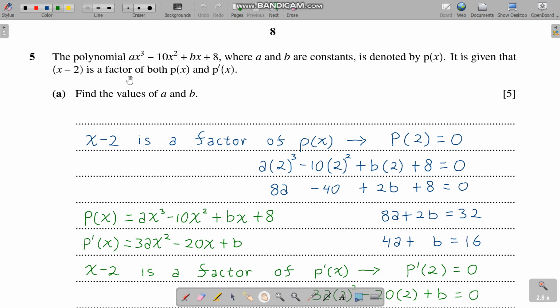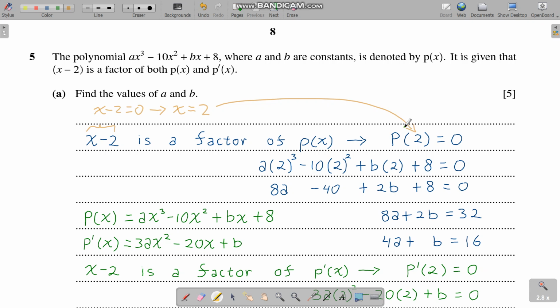Theorem. The polynomial is denoted by p of x, given that x minus 2 is a factor of it. So from the phrase x minus 2 is a factor of, that means p of 2 is 0. In case you're wondering why we use 2, not minus 2 or something else, it's because we have to use the zero of the divisor here. So we solve x minus 2 equals 0, which means x equals 2, and you plug in this 2 here.